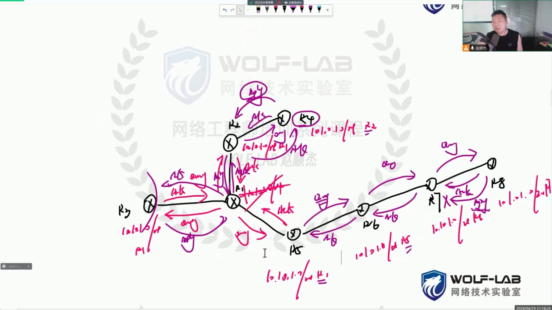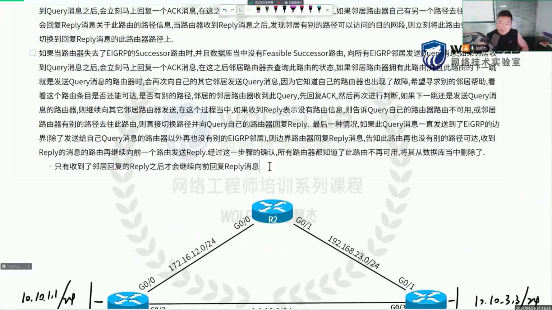R1 doesn't know if this 10.1.0 route has any other reachable path. So I can't just delete it from the database, and keeping it in the database is not right either. I don't know how to handle this database entry, what to do then.